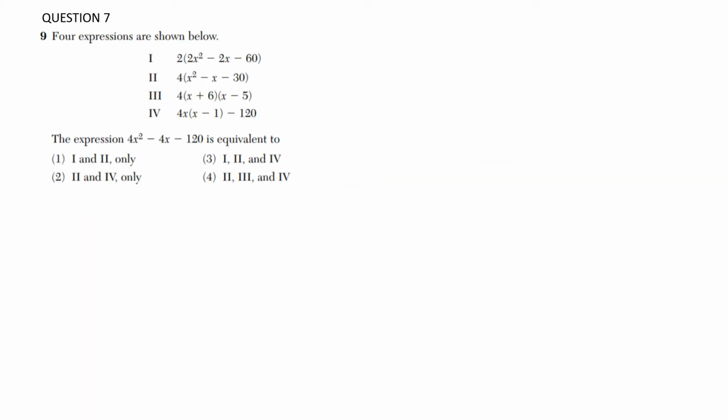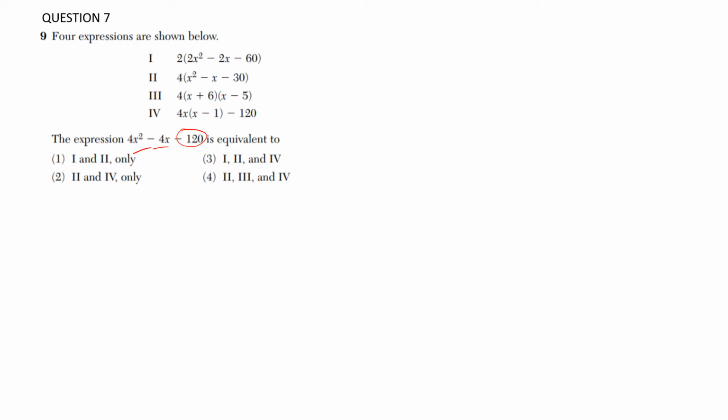So here we're given 4 expressions below, and we see them as choice 1, 2, 3, and 4. And we want to know the expression 4x squared minus 4x minus 120 is equivalent to which one of these 4. So really the only way to do it is to see if the terms all line up, the x squareds, the x's, and then this constant term over here. We need to see if they all line up. So why don't we go from the top and just work our way down.